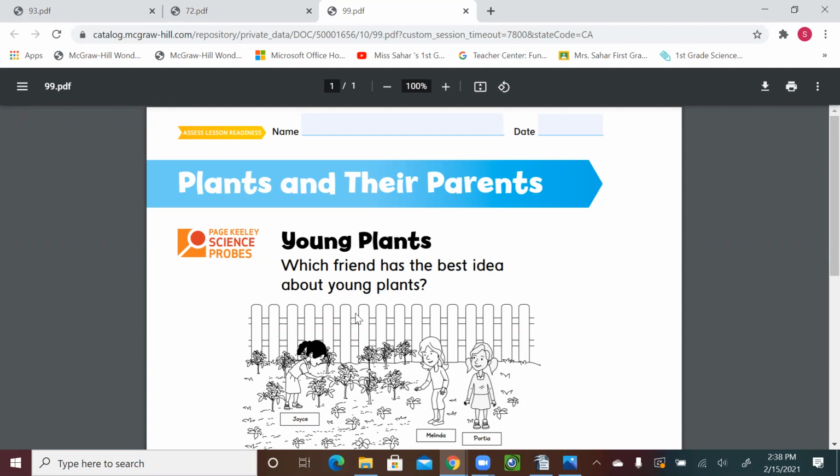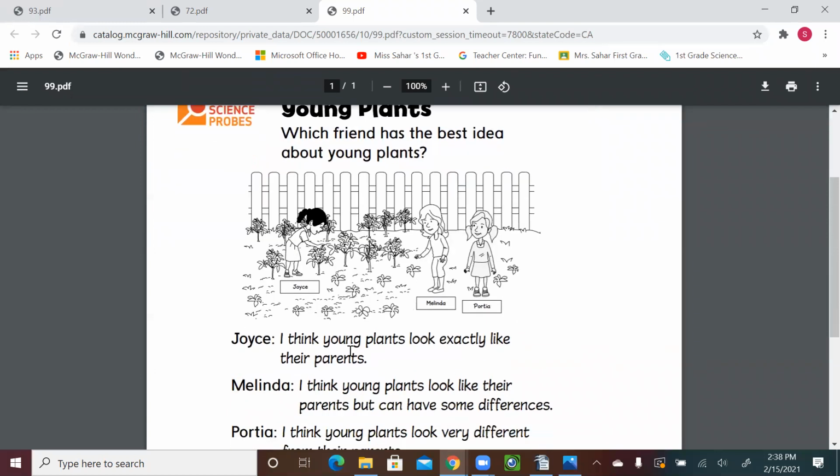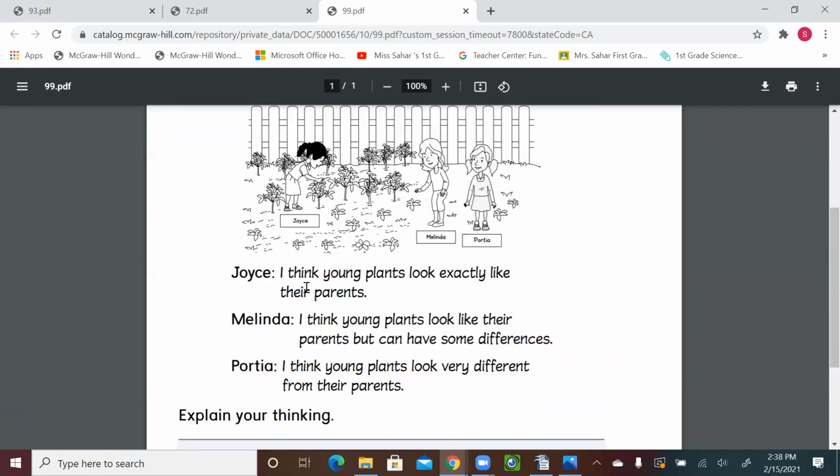Let's see, we have three friends here in the garden saying some information, but only one of them is making sense, or she's right. All right, let's read. Which friend had the best idea about young plants? Joyce said, I think young plants look exactly like their parents. Melinda said, I think young plants look like their parents, but can have some differences.